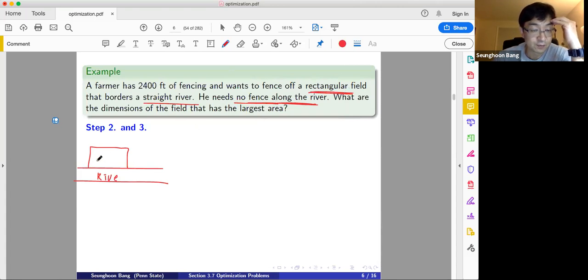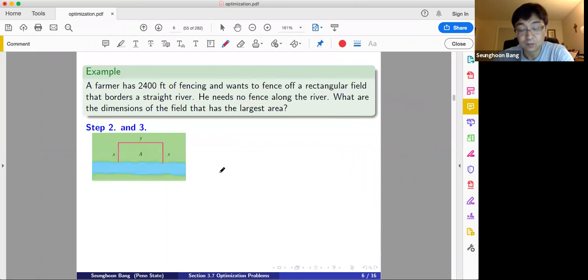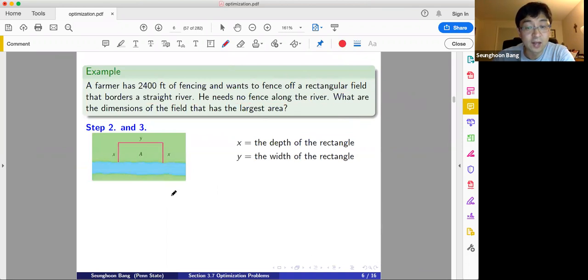We have this river. You don't need any fence here, only this one, this one, and this one, right? X, X, Y, you don't need this portion. It's exactly like this diagram. So we need notation. What is X? The depth of the rectangle. Y is the width of the rectangle. A is the area of the rectangle. We need these things.